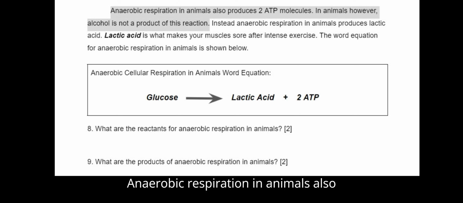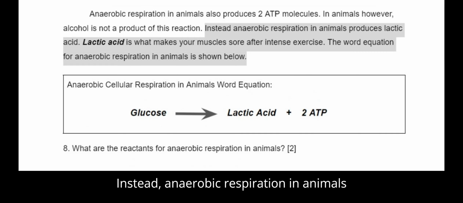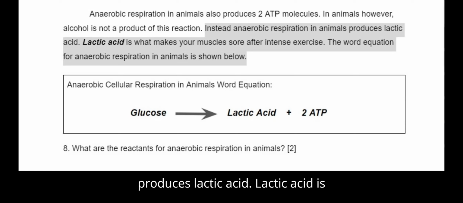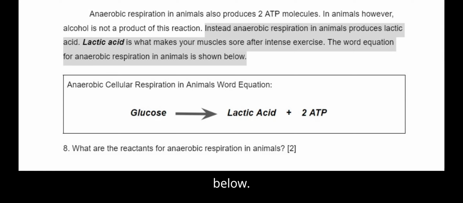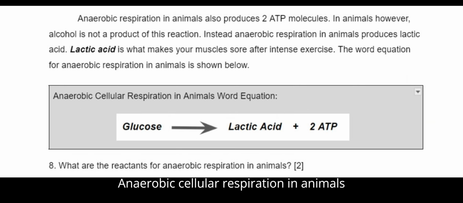Anaerobic respiration in animals also produces 2 ATP molecules. In animals, however, alcohol is not a product of this reaction. Instead, anaerobic respiration in animals produces lactic acid. Lactic acid is what makes your muscles sore after intense exercise. The word equation for anaerobic respiration in animals is shown below. Anaerobic cellular respiration in animals word equation. Glucose produces lactic acid plus 2 ATP molecules.